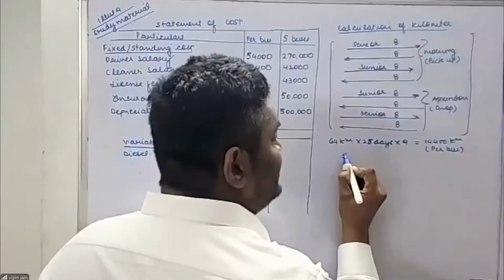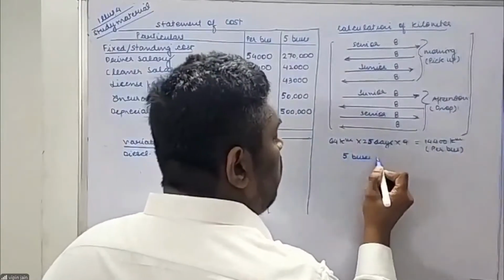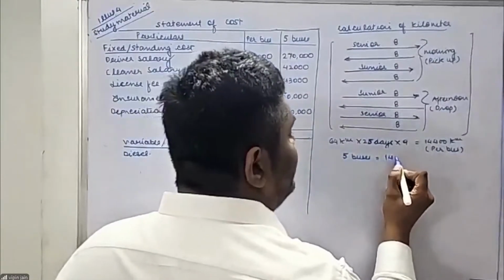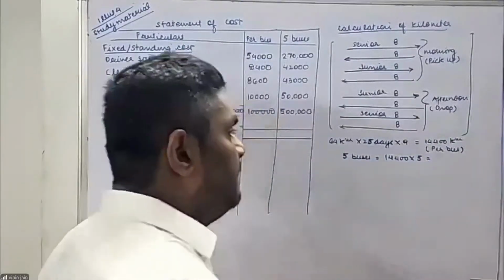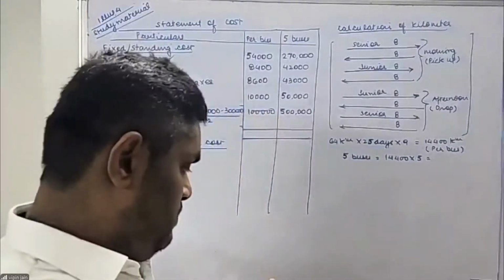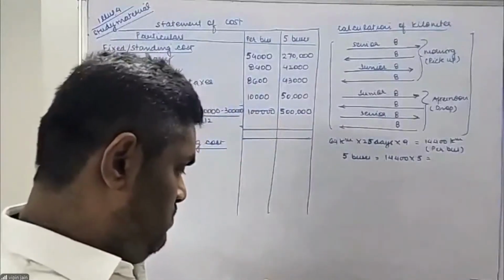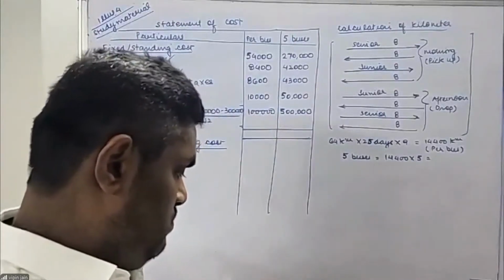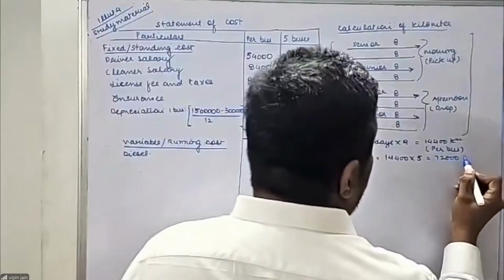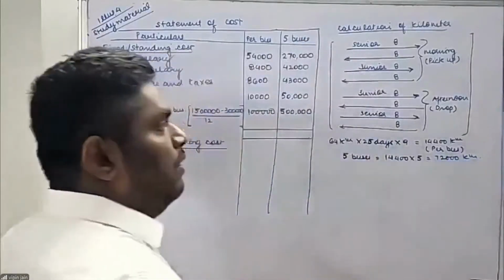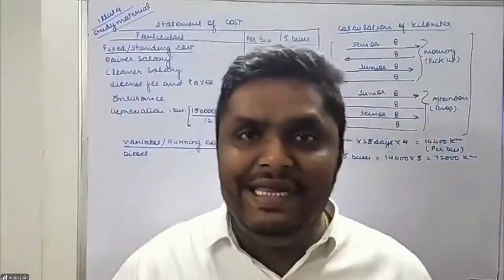So for 5 buses, it will be 14,400 into 5. So this will be 72,000 kilometers. I have just given the detailed explanation.